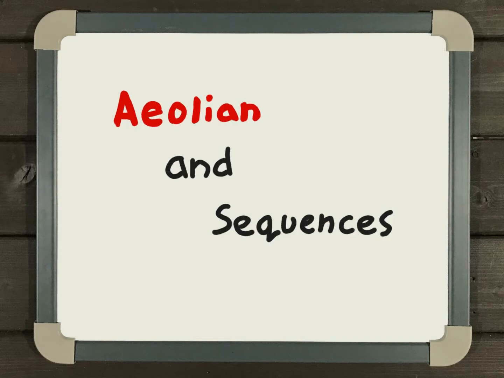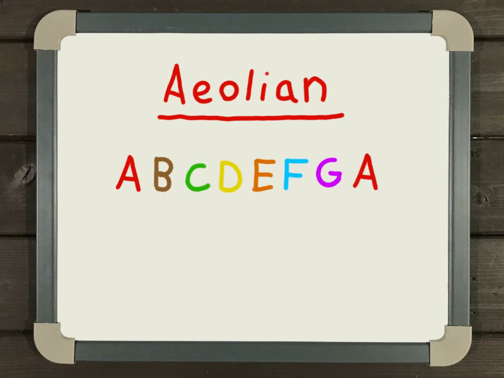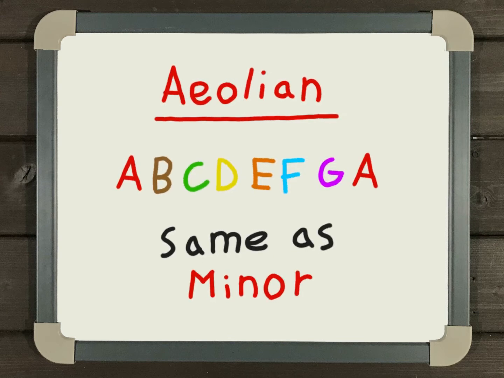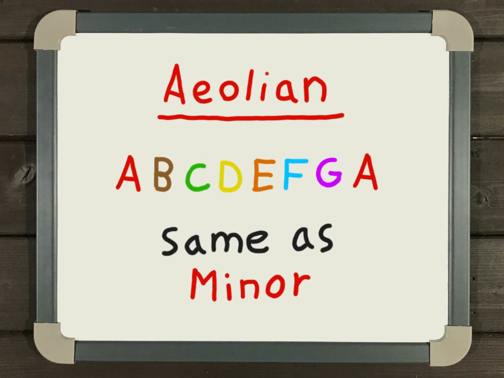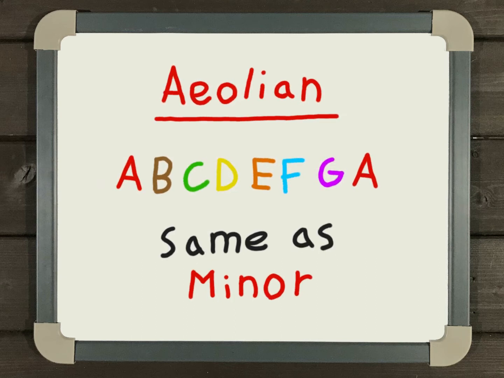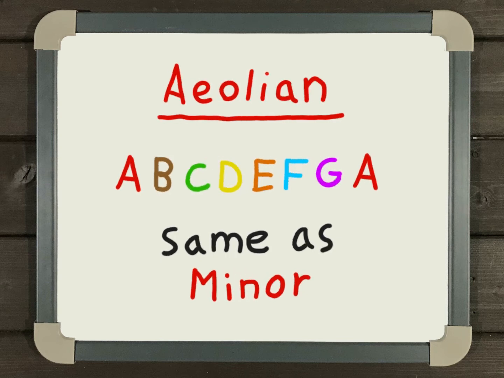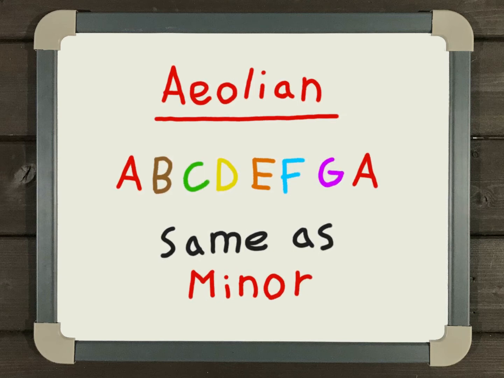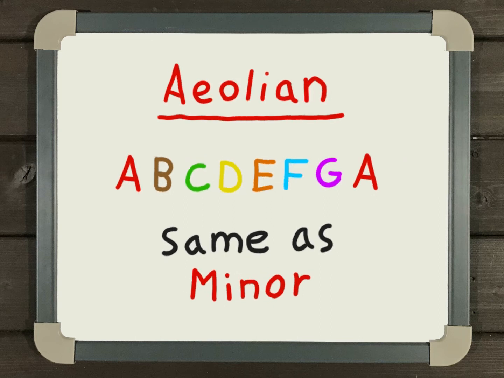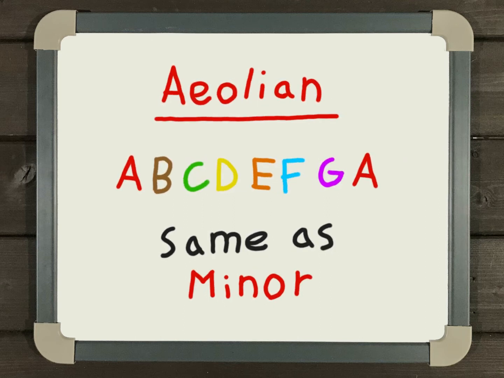Aeolian and Sequences. Our penultimate mode is Aeolian. Like Ionian before it, Aeolian is the same as the natural minor scale, and so these techniques will also work in that context. Of all the scales and modes, Aeolian or minor is probably the most flexible, so there are far too many ways to approach it to mention in one video.